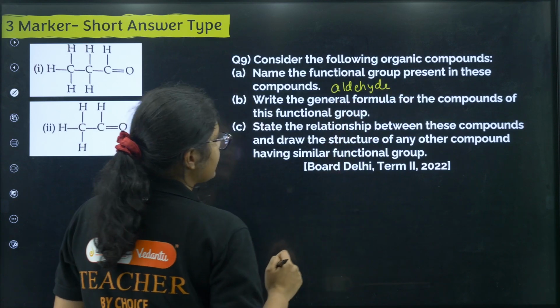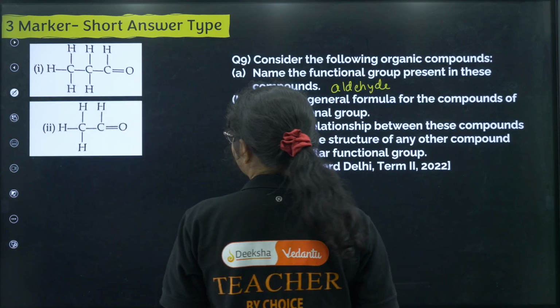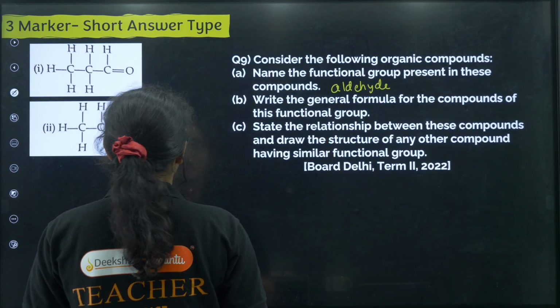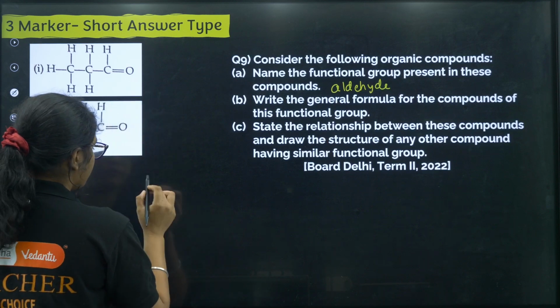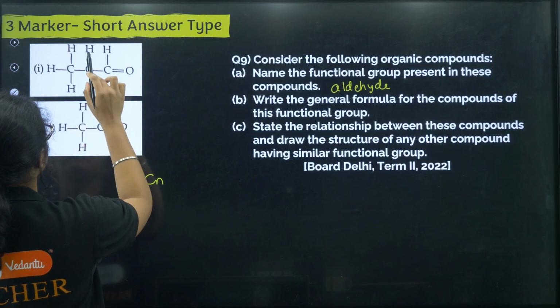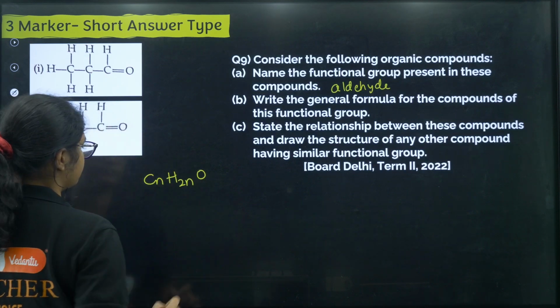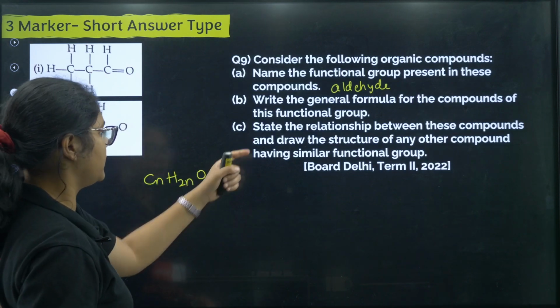Okay, write the general formula for the compounds of this functional group. So you can just write down the general formula. You can see here the general formula of any group, it is CnH2nO. Okay, so I can write, right? General formula CnH2nO.